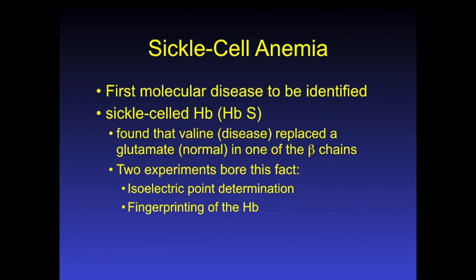Now, we know the change is a valine in place of a glutamate, but before that, we didn't. And so how did they come to the conclusion that this was the amino acid change that happened? All right? We actually now know it is a replacement in the beta chains, not the alpha chains. So 2 experiments came to the conclusion that a valine, in the diseased protein, replaced a normal glutamate. Isoelectric point determination and then fingerprinting of the hemoglobin.